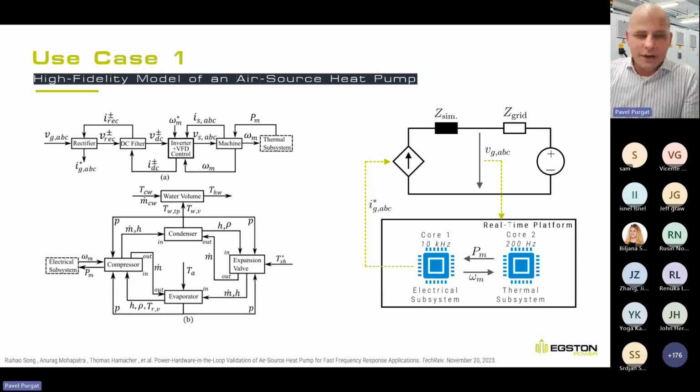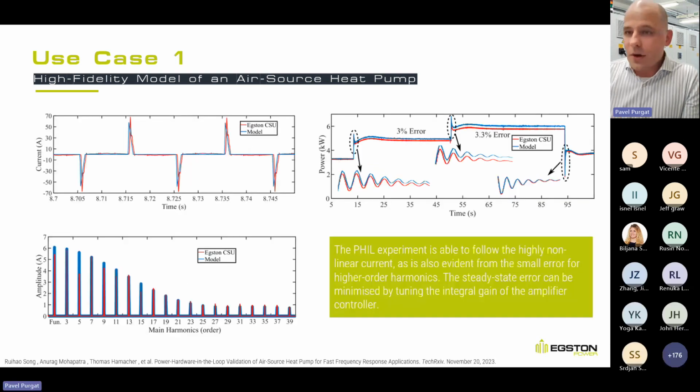When we look at the results and compare the power amplifier output to that of an actual air source heat pump, we see quite a good match even for highly nonlinear current. This, as I said, is especially owing to the fact that the power amplifiers have sufficient bandwidth also for current control, and they can match the higher order harmonics very well. Yes, there is admittedly a steady state error. However, this can be mitigated by further improving the integral gain, essentially by tuning the PI gain, which is also possible.